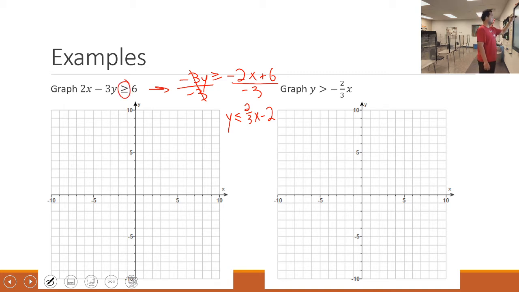Now because of this, we have a solid line. So we're going to graph this like normal, start at -2, and then we're going to go up 2 over 3, up 2 over 3, and we could keep going, but it does not need to be super accurate.